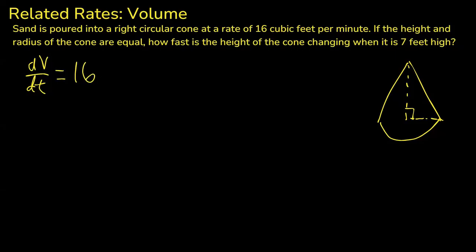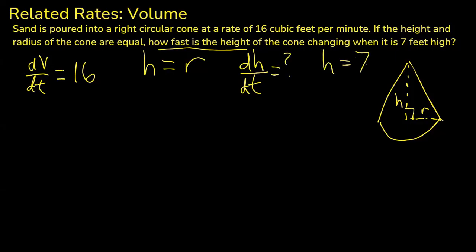If the height and radius of the cone are equal, now this obviously is not drawn to scale, but there's the height and radius, and we know that the height is equal to the radius. How fast is the height of the cone changing? So that's dh dt, when h equals, I don't know, 7.